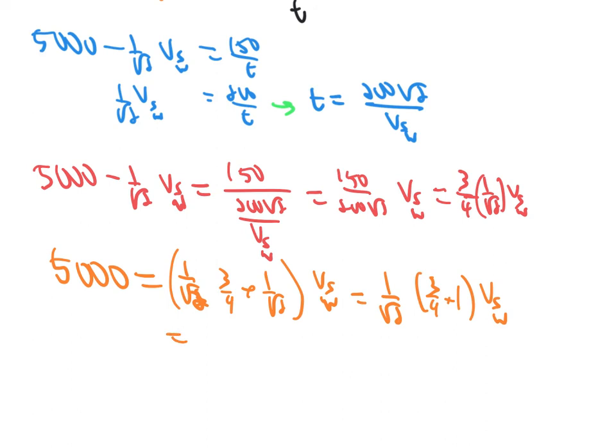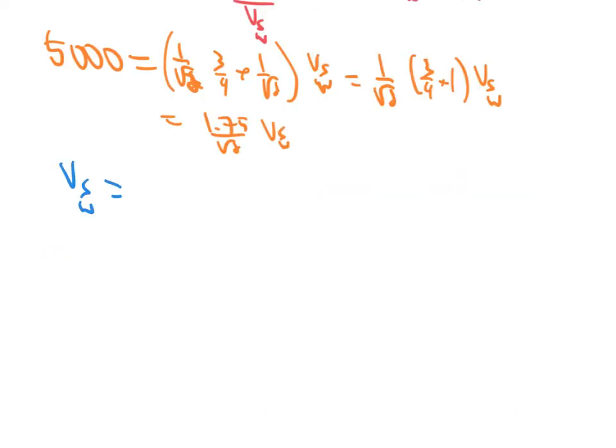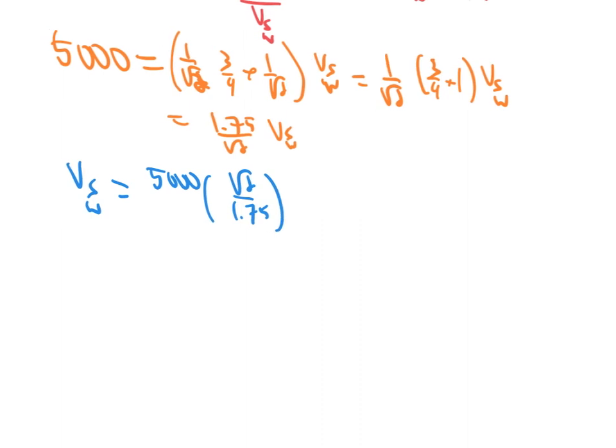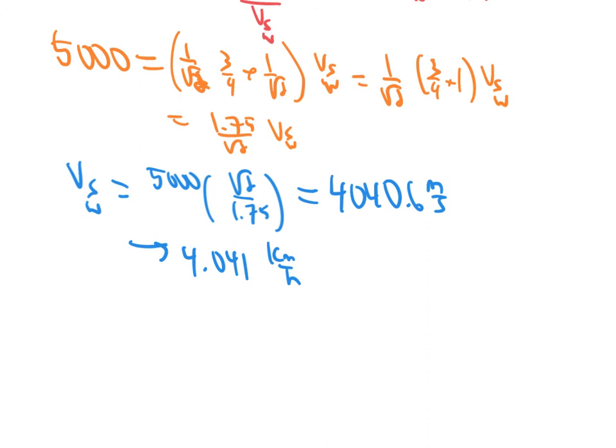Simplify that one more step, so it's 1.75 over root 2 times the thing I'm looking for, and then I should just solve it. The thing I'm looking for is 5,000 times root 2 over 1.75, and it'll be in meters per hour. Grinding that out, we end up with 4,040.6 meters per hour, which is really 4.041 kilometers per hour, which is the answer that Mastering Physics expected. So we end up in the right place.